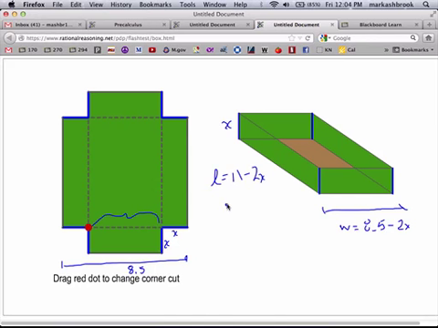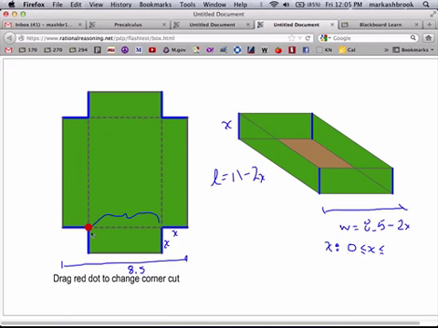Okay, and then we talked about the width. So we said, what's the smallest value of x that's physically possible? Okay? And what's the largest value of x that's physically possible? 8.5? Let's take a look.